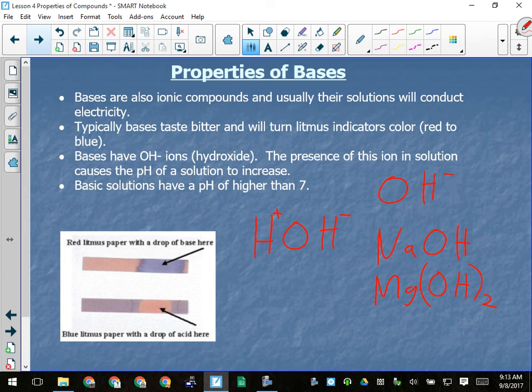They will turn indicators to a bluish color. I circled blue and red. That doesn't make sense. They will typically turn blue. Makes a little more sense. And they have hydroxide ions in them, and they'll have a pH higher than 7. I don't think I highlighted pH lower than 7 on the other one. Maybe we'll go back and do that.